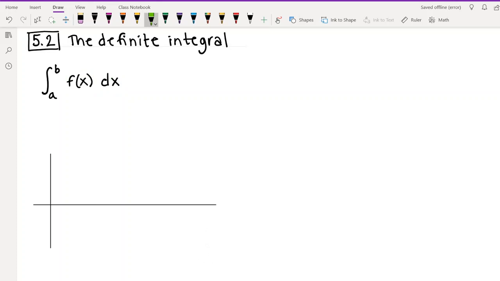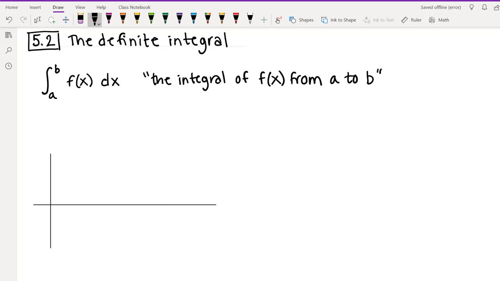So what does this symbol mean? Actually, first let me write down how you would read this out loud, and then I'll say what it means. So the way you would read this out loud is you would say the integral of f of x from a to b, or you might say from x is equal to a to x is equal to b.